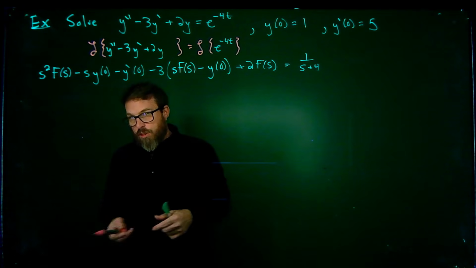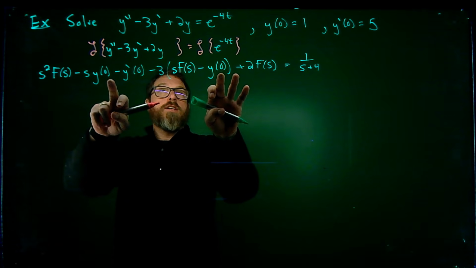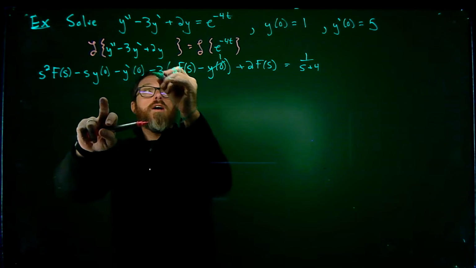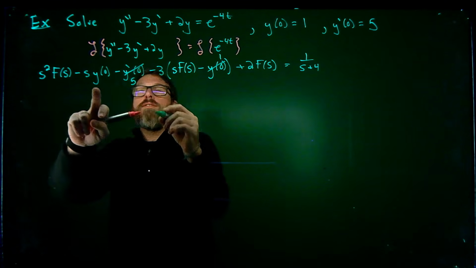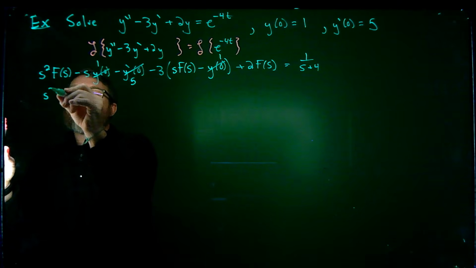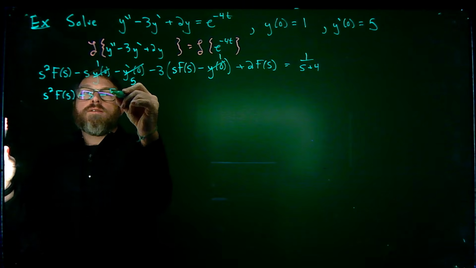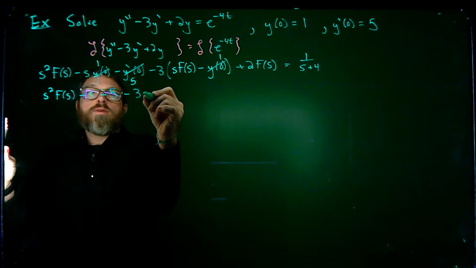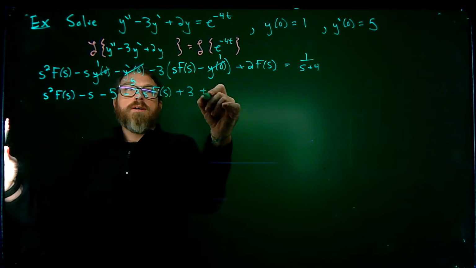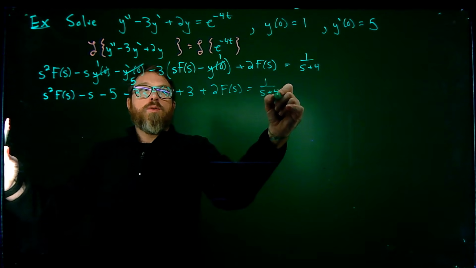Now again, this is algebraic, and we need to go ahead and solve this for these initial conditions. So we'll just evaluate at the initial conditions. This is going to be 5, and this is also going to be equal to 1. So we're going to get s squared capital F of s minus 5 minus 3s capital F of s minus 3 times minus 1 is plus 3, plus 2 times capital F of s is equal to 1 over s plus 4.